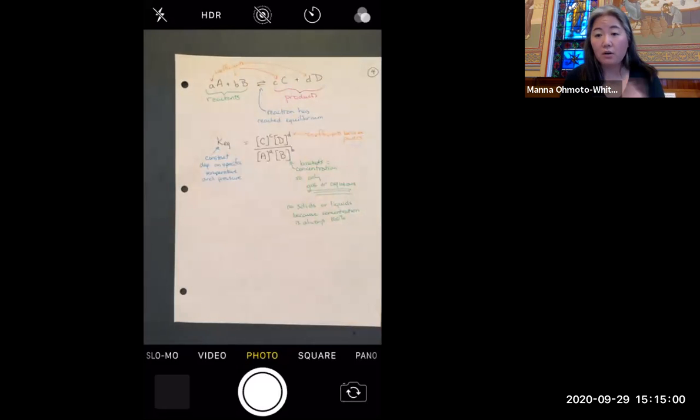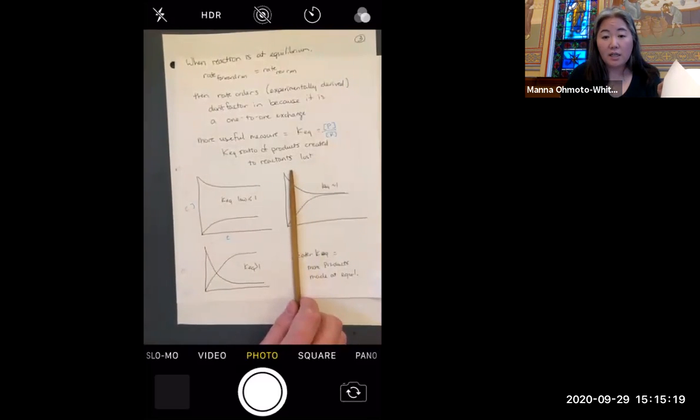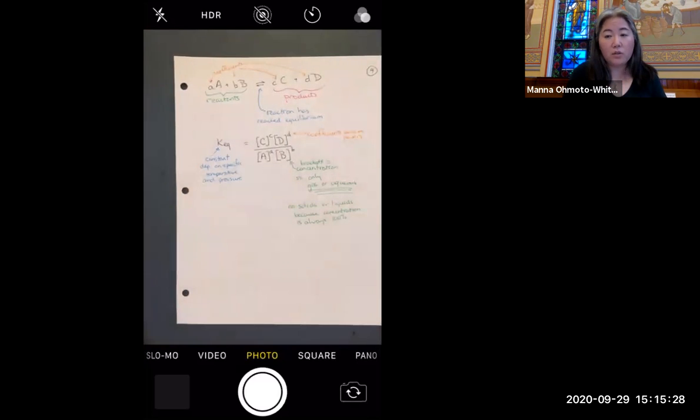So if one of the arrows is longer than the other, I'm not at equilibrium yet. I might be somewhere in mid-process, right? So if my forward arrow is longer than my reverse arrow, then it could be a situation in which I am here in the process, so I've yet to reach equilibrium, or I'm here. It doesn't matter what my final KEQ value is. If my forward arrow is longer than my reverse arrow, it means I'm not at equilibrium. So this is a reaction that's reached equilibrium.